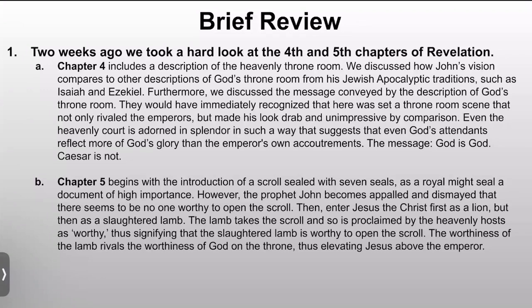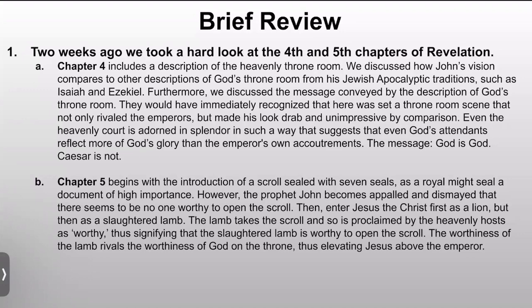But in Revelation, we have not exactly an amalgamation, but similar images. And furthermore, we discussed the message conveyed by the description of God's throne room. The readers would have immediately recognized that here was set a throne room scene that not only rivaled the emperor's, but made his look drab and unimpressive by comparison. Even the heavenly court is adorned in splendor in such a way that suggests that even God's attendants reflect more of God's glory than the emperor's own accoutrements do. The message being: God is God and Caesar is not.